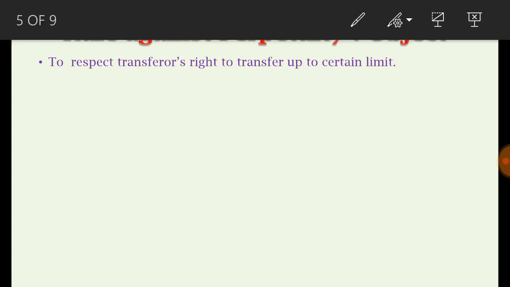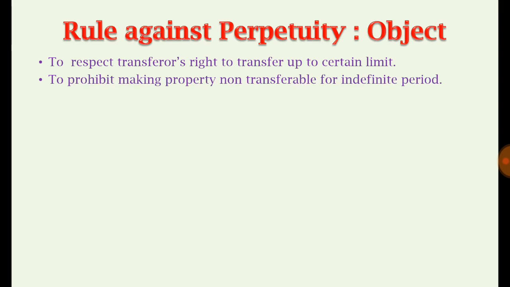So there are some objects for which Section 14 is provided. See, the first object is to respect the transferor's right to transfer his property up to a certain limit. If he wants to give his property to an unborn person by creating a prior life interest, it should be respected, but that should not be allowed in such a way that he can make his property inalienable for an indefinite period or forever. So both the things. Therefore, the second object is to prohibit making property non-transferable for an indefinite period. This is the second object.